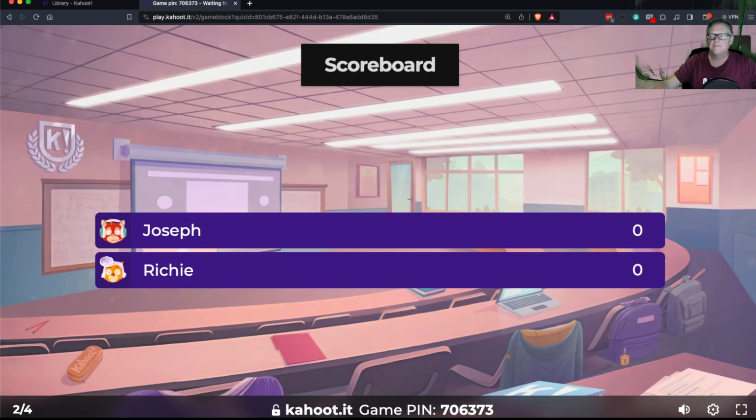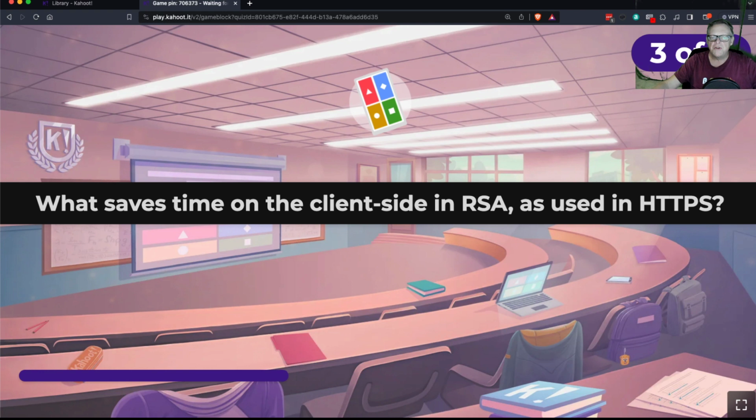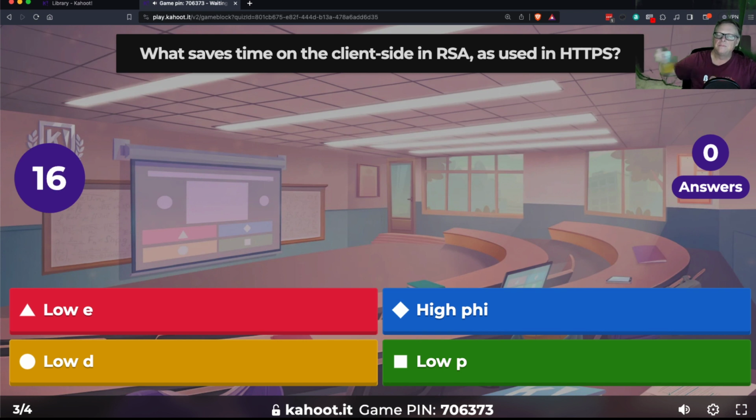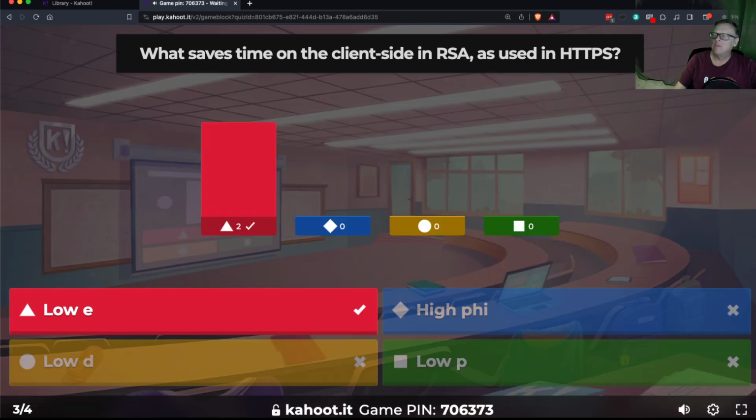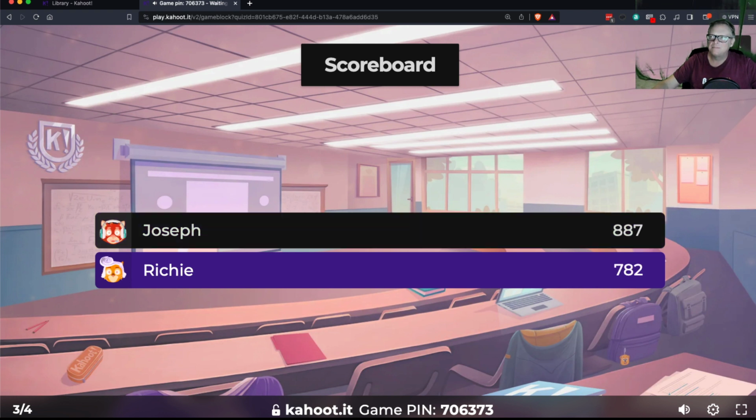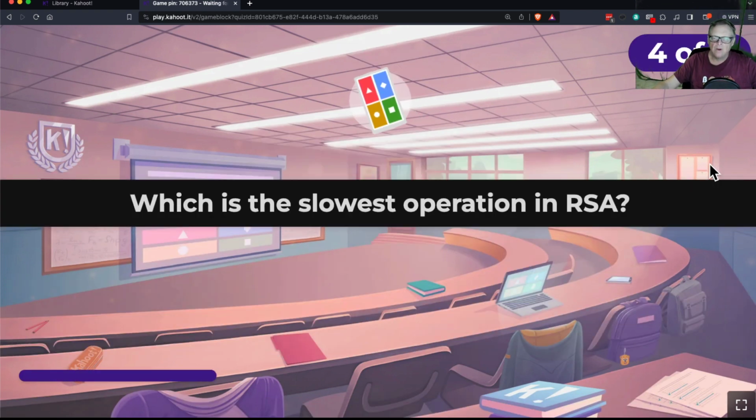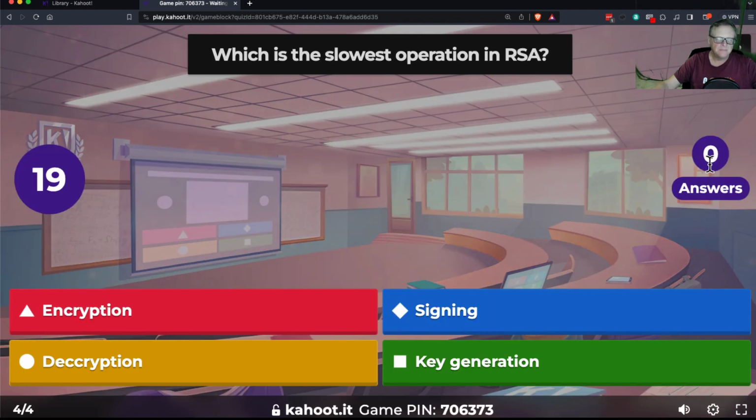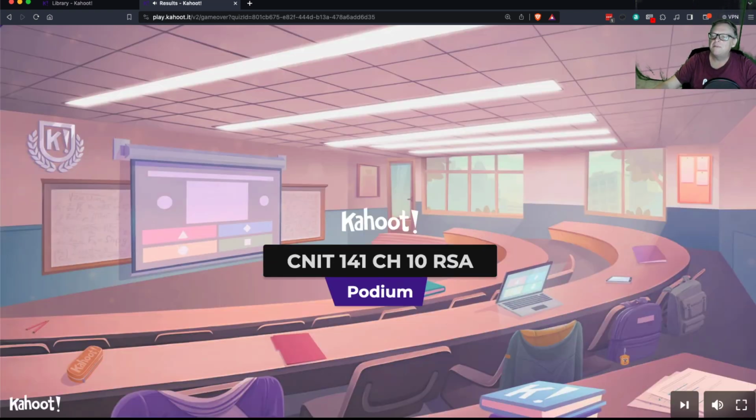All right. What saves time on the client side? Yellow, E, good. All right, what's the slowest operation? Yep, key generation.